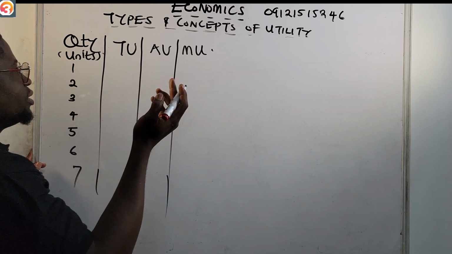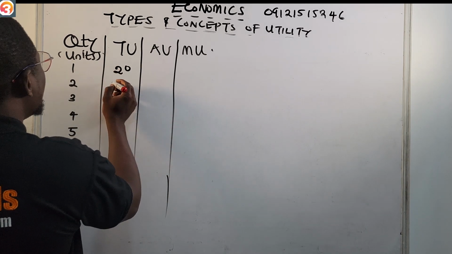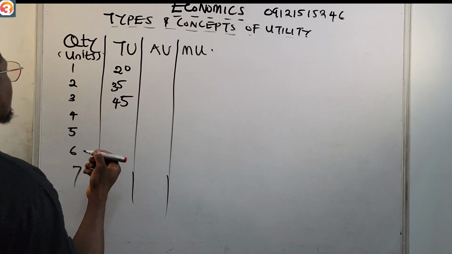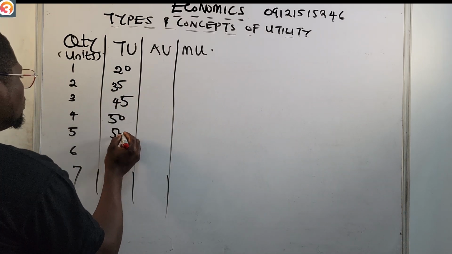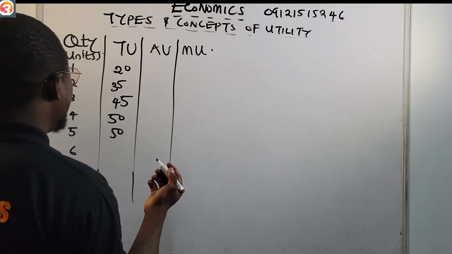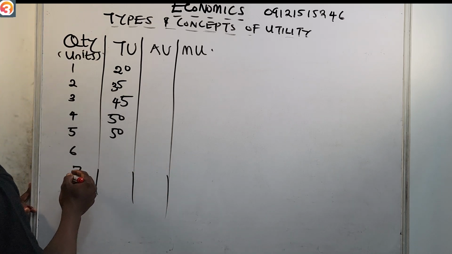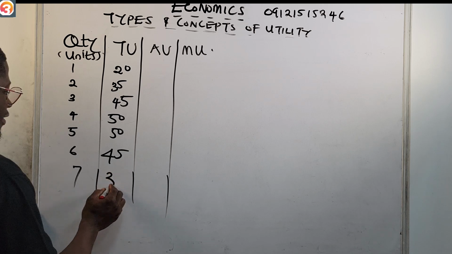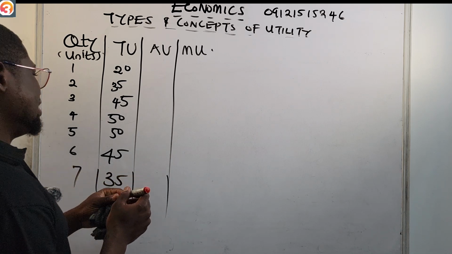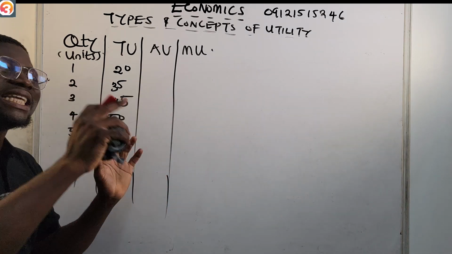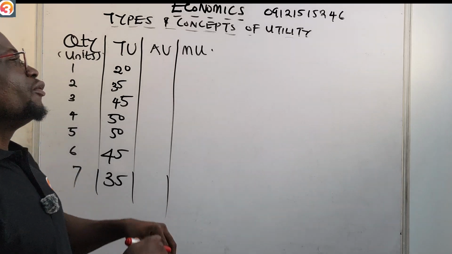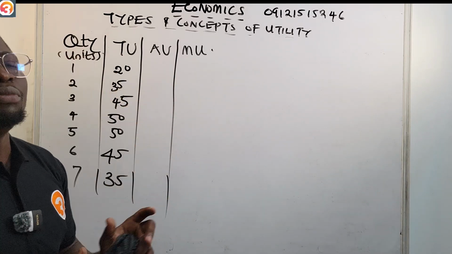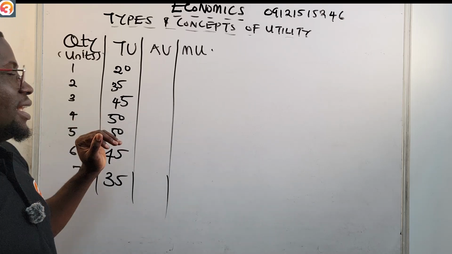Let's say for the total utility, we have 20, 35, 45, 50, 50, and now 45 again, and then 35. Let's say these are our points for the total utility, from the satisfaction we have derived from the consumption of all available units.